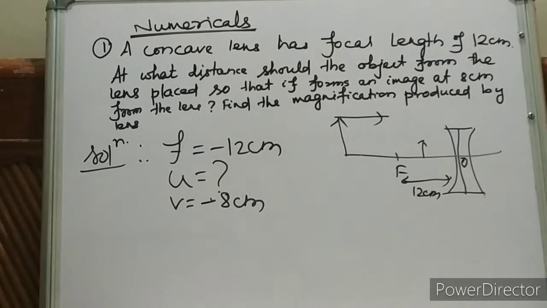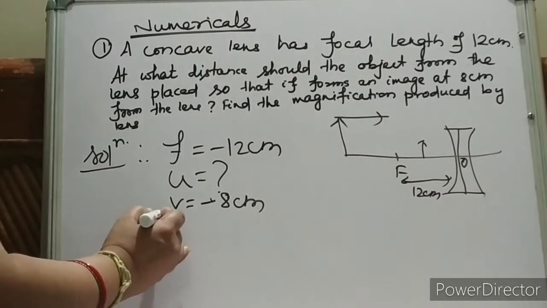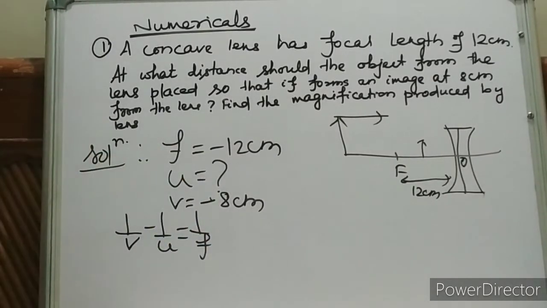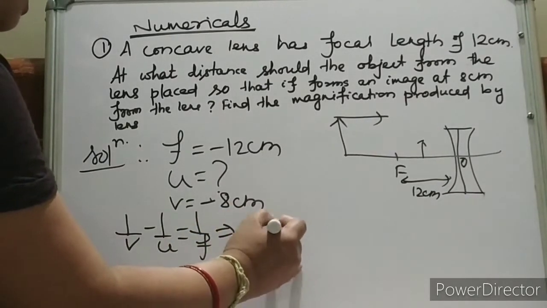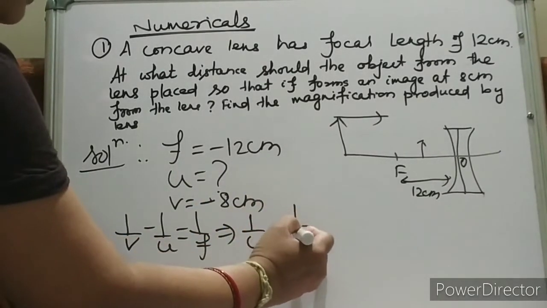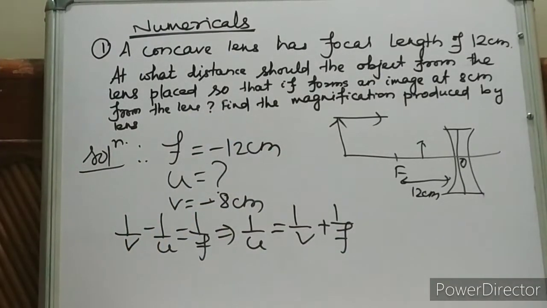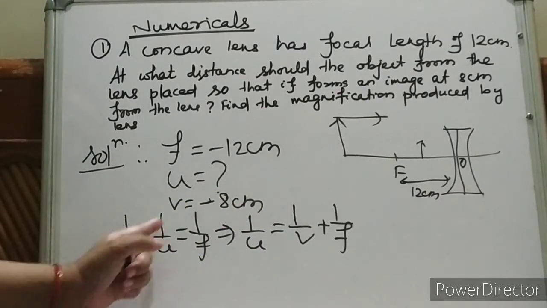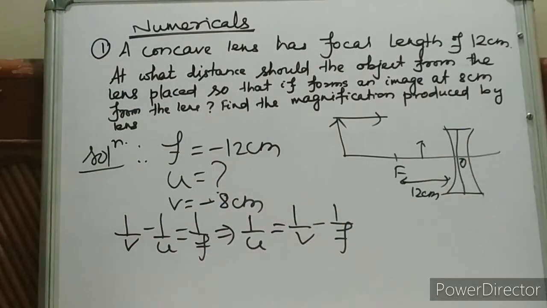So we will use the lens formula. What is the lens formula? 1 by V minus 1 by U is equal to 1 by F. Put all those values. You have to find out 1 by U. You can write it like this: 1 by U is equal to 1 by V minus 1 by F. Just rearrange the equation.